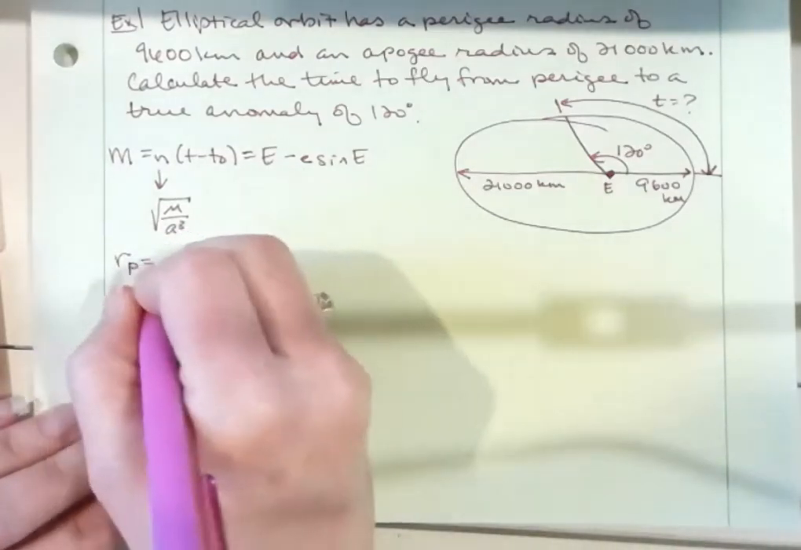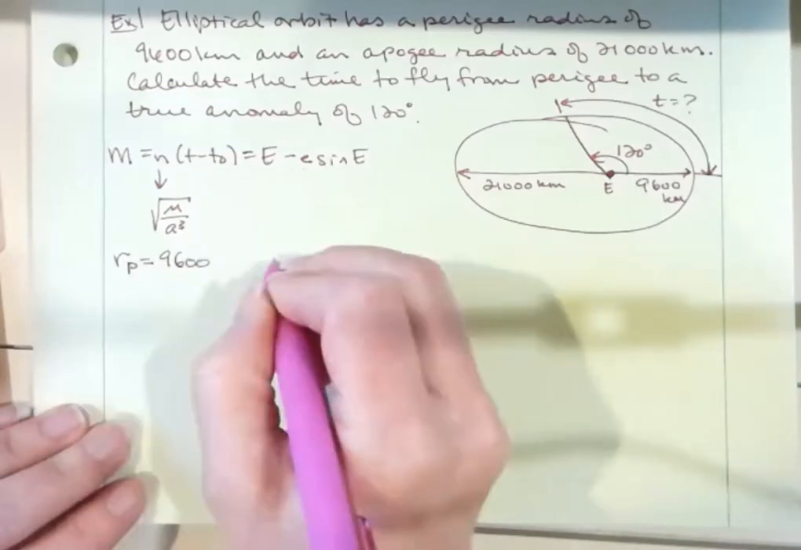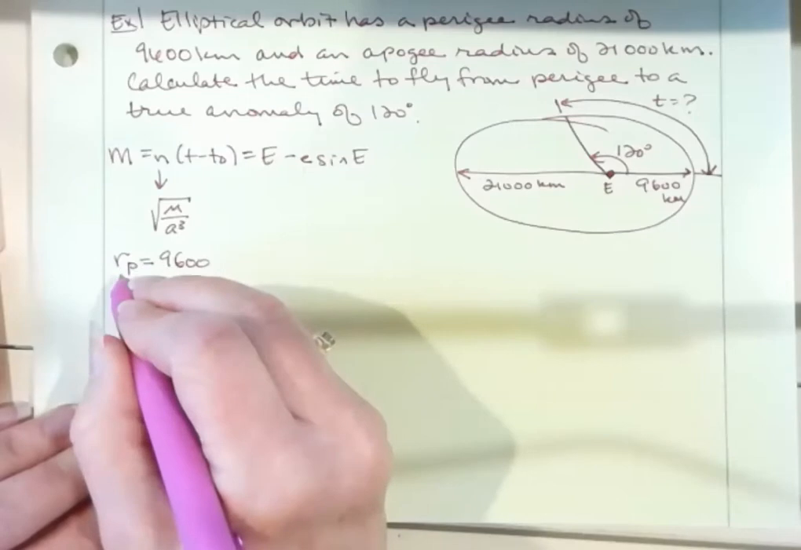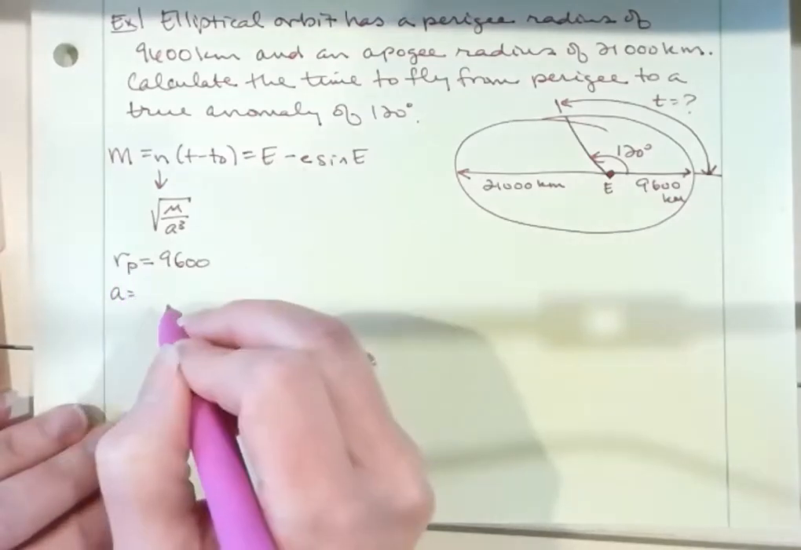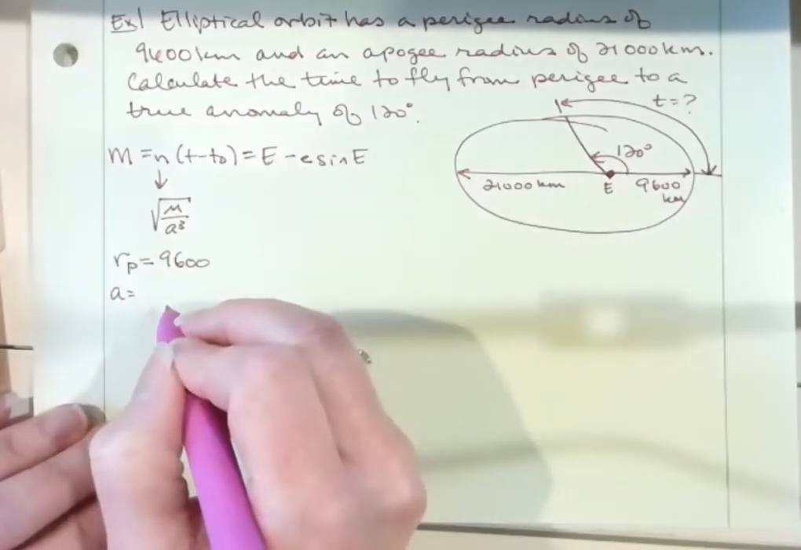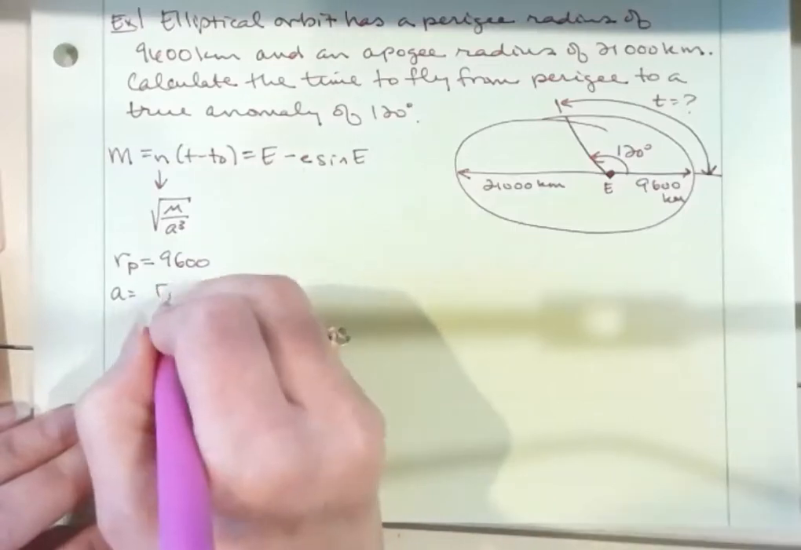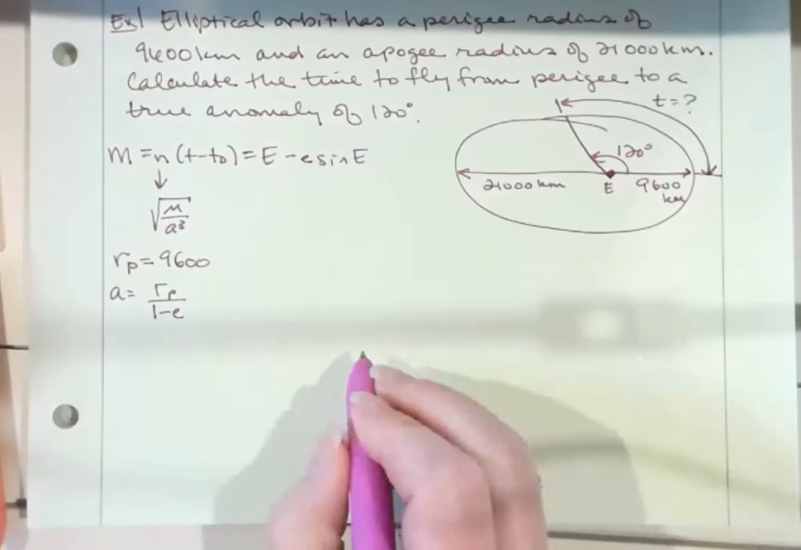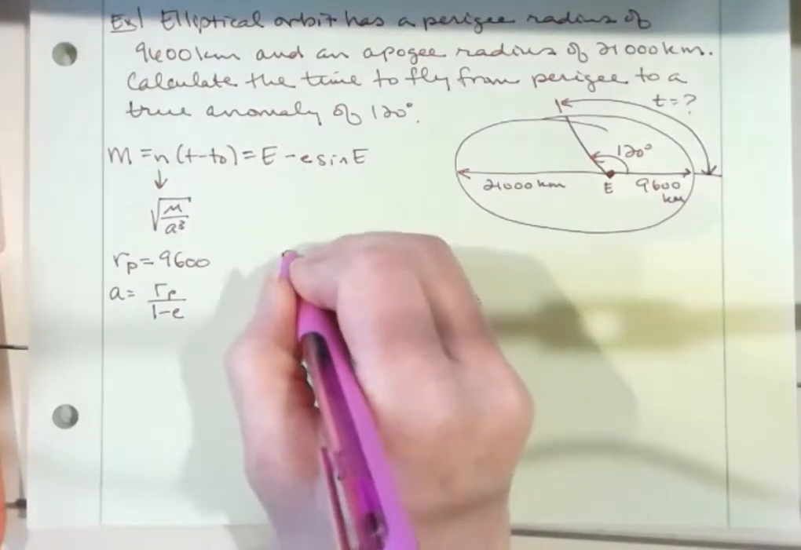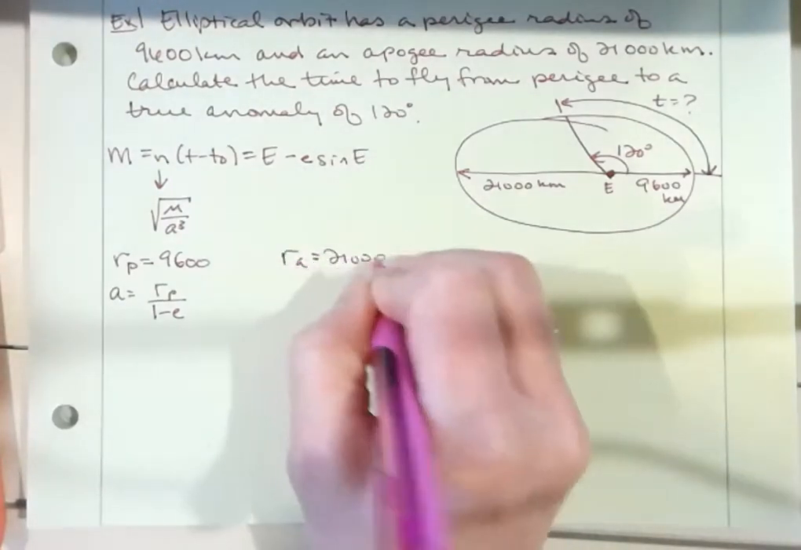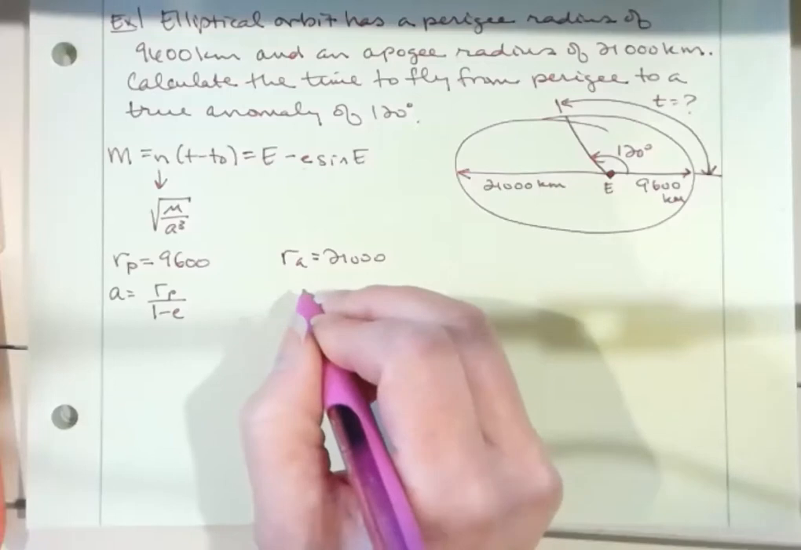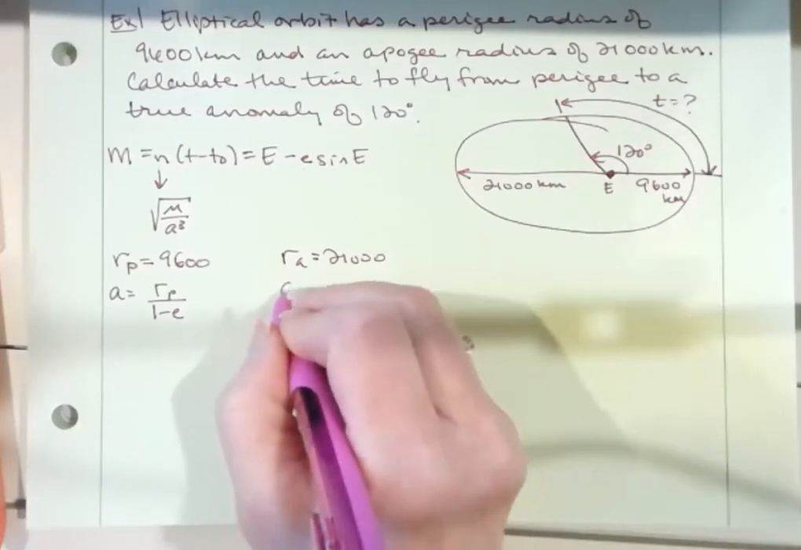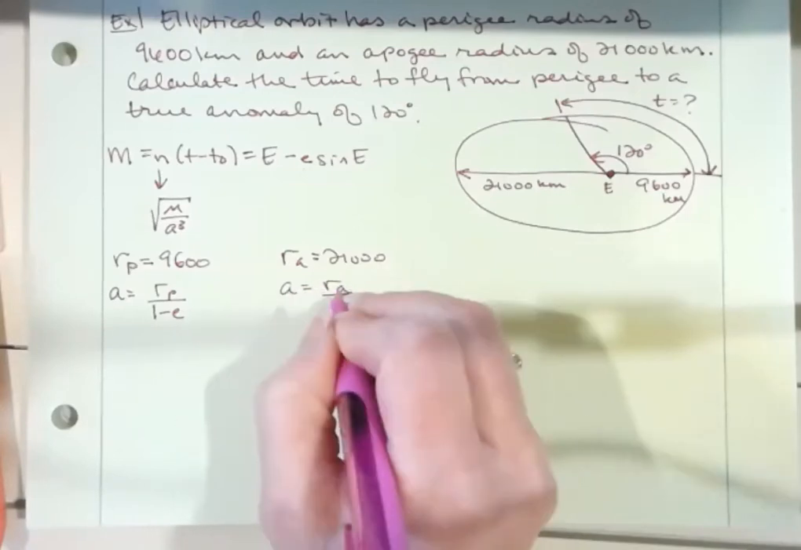So perigee radius is going to be 9,600. And we know from before that perigee radius is semi-major axis times 1 minus E. So we can solve that for A. So RP over 1 minus E is semi-major axis. Okay. Now we also have RA, which was 21,000. RA is equal to A times 1 plus E. So let's solve that equation for A. So here you get A equals RA over 1 plus E.